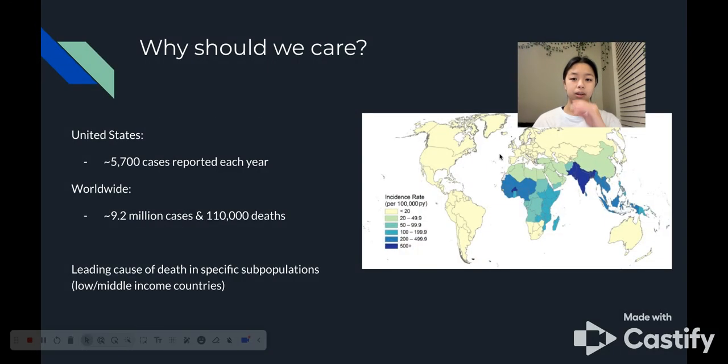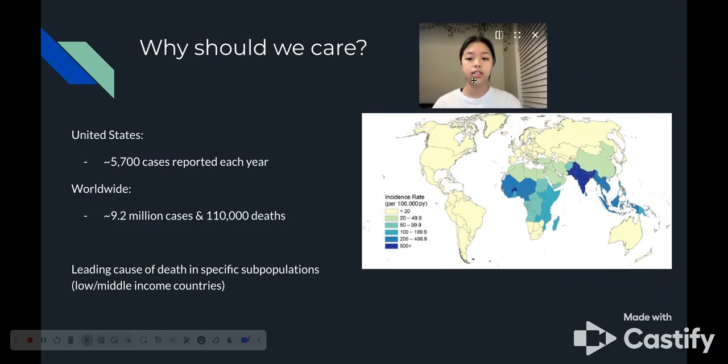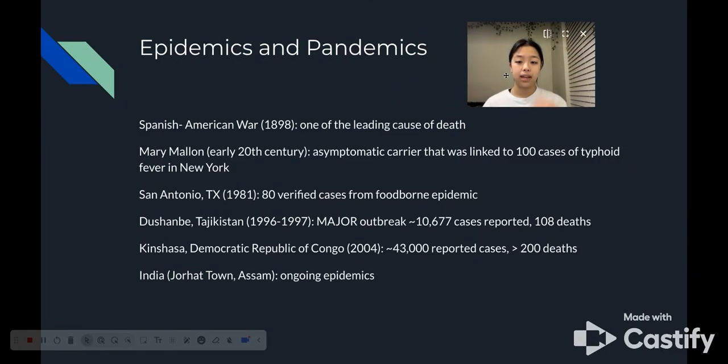Yes, sorry. And why should we care? We care because there are around 5,700 cases that are reported each year. Worldwide, there are around like 9.2 million cases with a bonus of 110,000 deaths. I don't want people to die, and I'm pretty sure you don't want people to die too. So I consider that really bad. And then this is like the leading cause of death in a lot of like low income areas or countries like that.